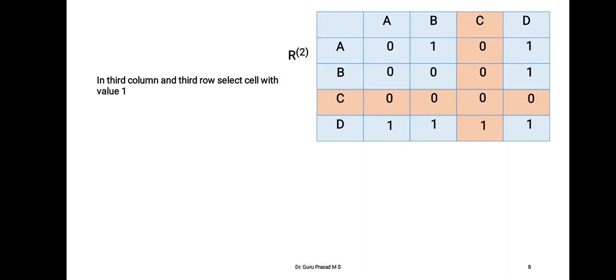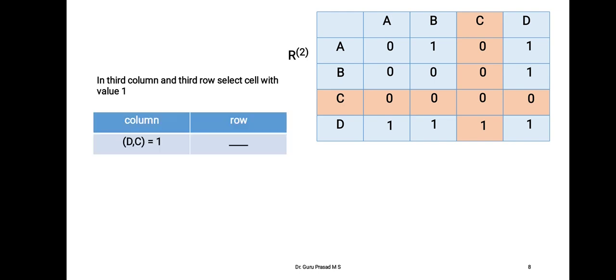Next, select the third column and third row and select the values with a 1. In the column, D to C value is 1, and in the row all values are 0. So we cannot apply Warshall's algorithm over here.